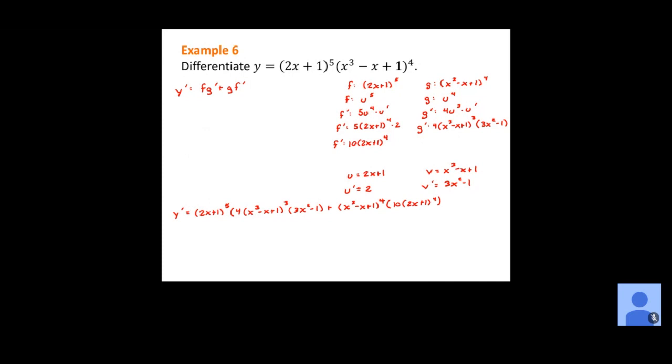Okay. Now, honestly, the only thing you might want to do here is pull out those numbers so they're at the front of each of your terms. Other than that, there are some common factors too if you wanted to bring those out, but that's not really a necessary step. So I would probably write this as 4 times (2x plus 1) to the fifth times (x cubed minus x plus 1) to the third times 3x squared minus 1 plus, and then just bring the 10 to the front of this one. So 10 times (x cubed minus x plus 1) to the fourth times (2x plus 1) to the fourth.